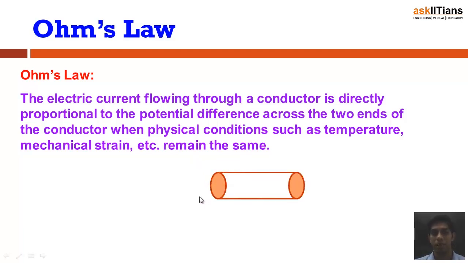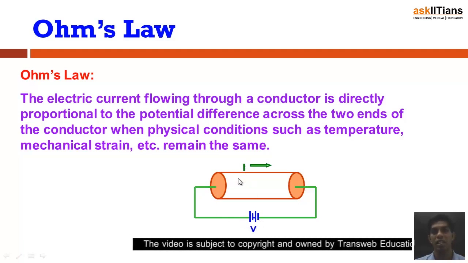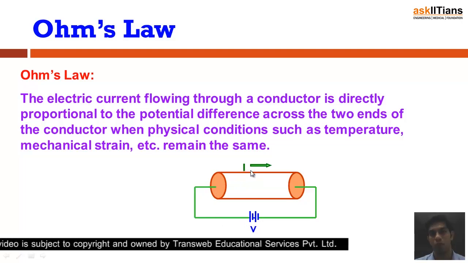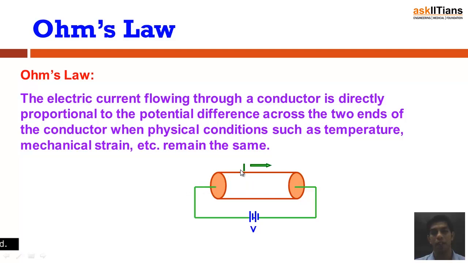Here is a conductor which is connected to a battery, and the electric current gets set up in the conductor. What he did was increase the value of potential difference and observe the value of the current in the circuit. When he increased the potential difference, he saw an increase in the current passing through the conductor. He plotted a graph with the current through the conductor on the y-axis and the potential difference on the x-axis.